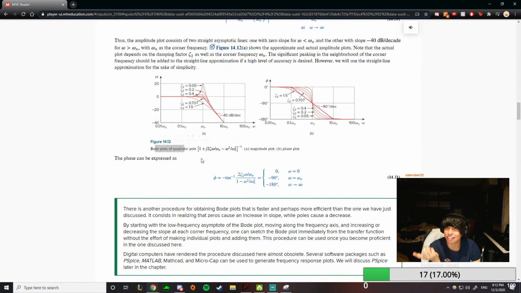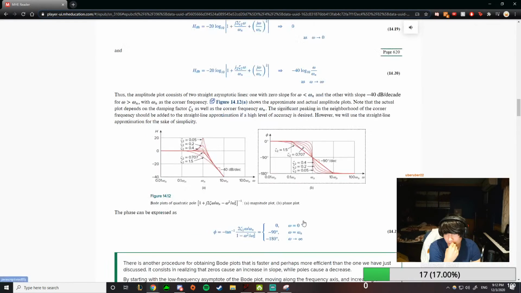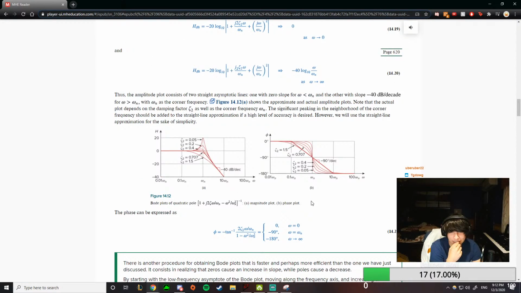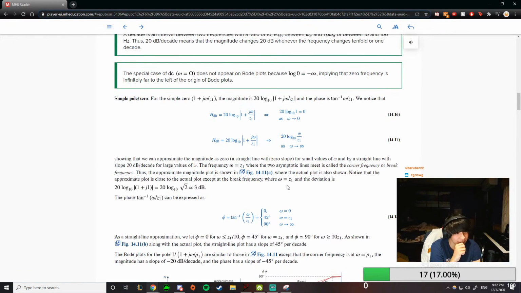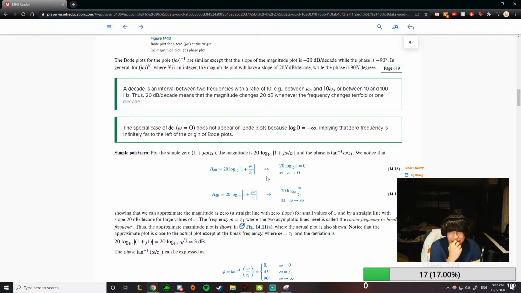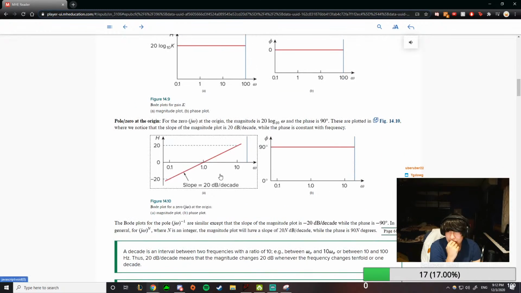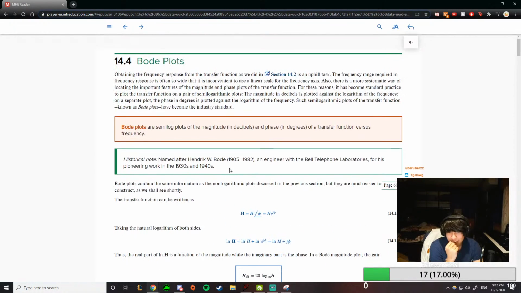Oh, Bode plots. I recognize that name. I don't know what it means. Okay, so if W equals 0. Okay, that doesn't help me. Bode? Oh, is it Bode? Bode. Same thing. I have no clue.